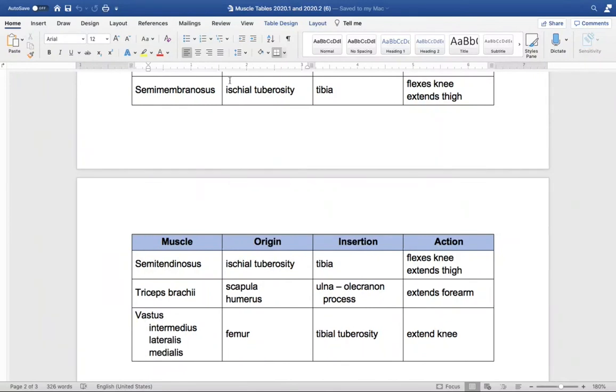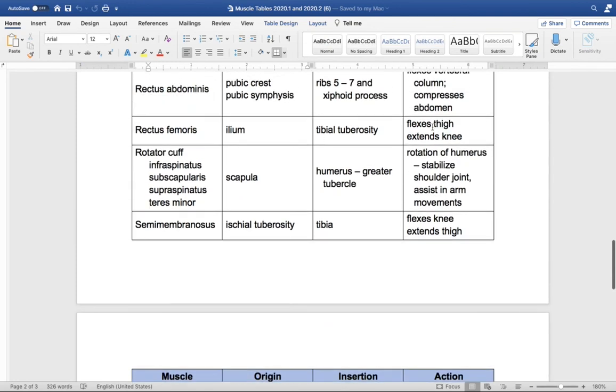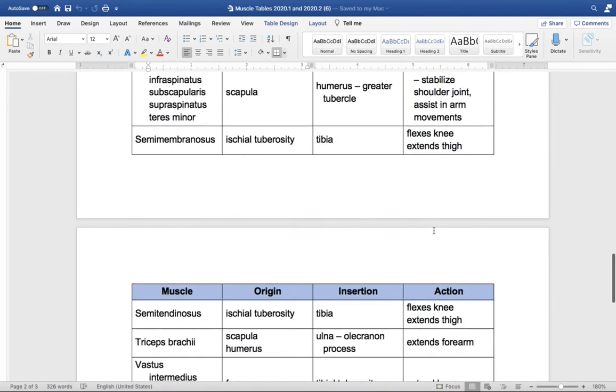So the semimembranosus and the semitendinosus will attach at the ischial tuberosity. They'll course down to the backside of the tibia, and therefore they're going to span two joints, the hip joint and the knee joint, which gives them two actions: flexion of the knee and extension of the thigh. So these muscles' actions are exactly the opposite of the rectus femoris. The rectus femoris will flex the thigh and extend the knee, while the semimembranosus and semitendinosus will flex the knee but extend the thigh. So these are going to have exactly the opposite action as our quadriceps.